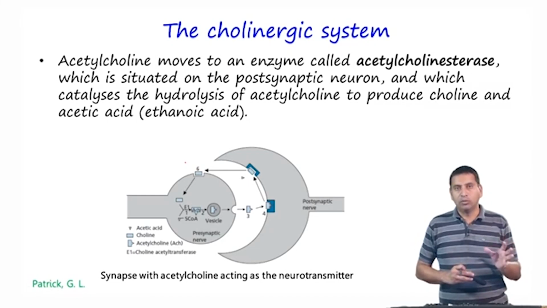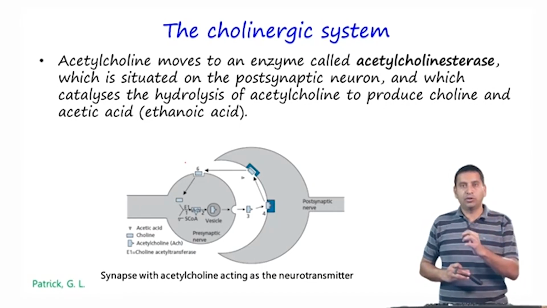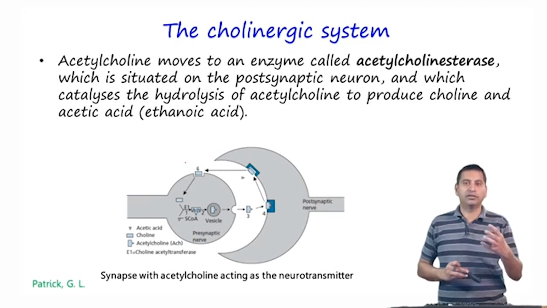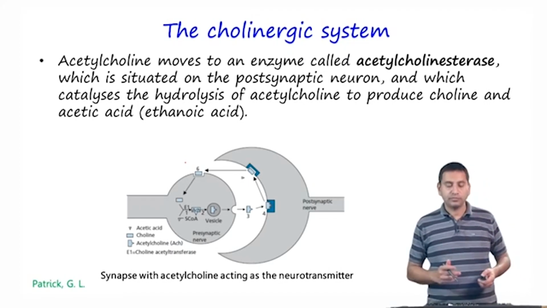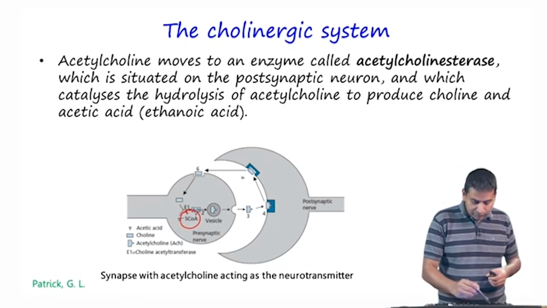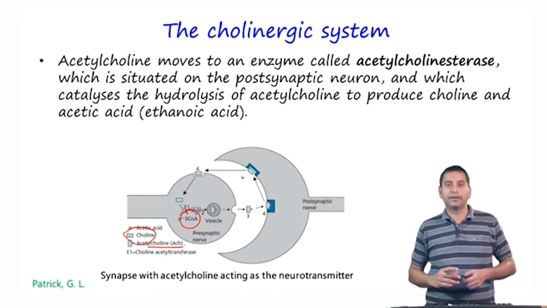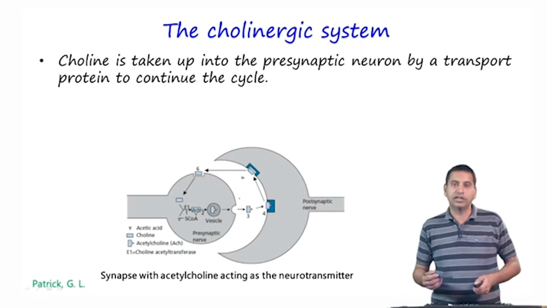Acetylcholine moves to an enzyme called acetylcholine esterase, which is situated on the postsynaptic neuron, and this catalyzes the hydrolysis of acetylcholine to produce choline and acetic acid. Here is the enzyme which then produces choline and acetic acid. Choline is then taken up by the presynaptic neuron by a transport protein to continue the cycle.